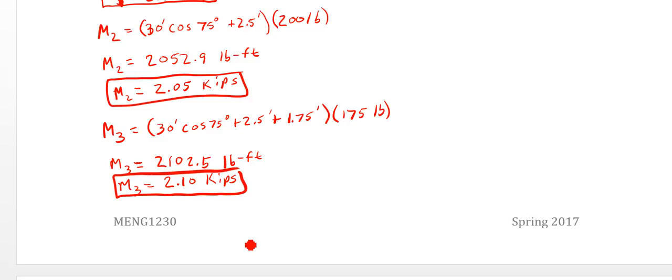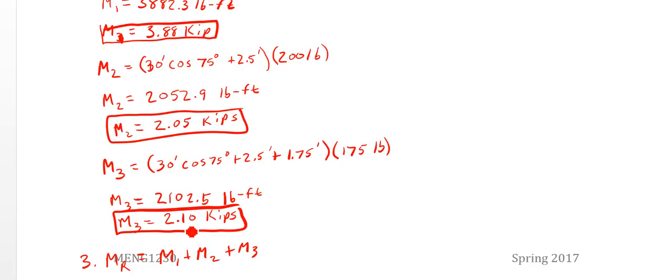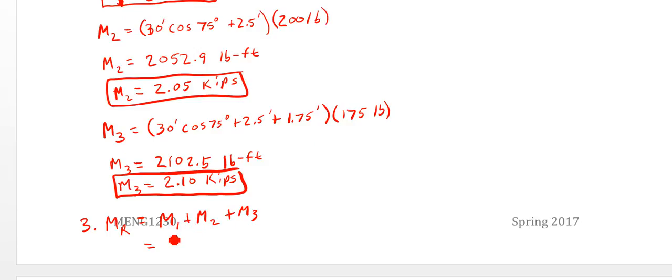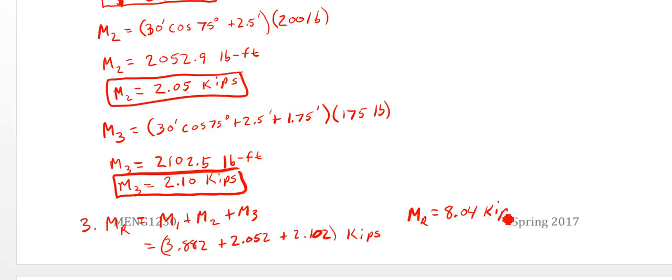So that was step 2, and then I think I can squeeze step 3 in here. Step 3, M sub R equals M1 plus M2 plus M3. So that equals, what do we have? 3.882, I'm going to keep that, plus 2.052 plus 2.102, and all of that's going to be kips. So MR equals 8.04 kips.